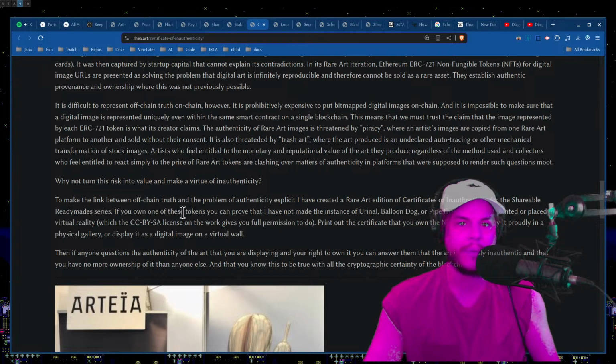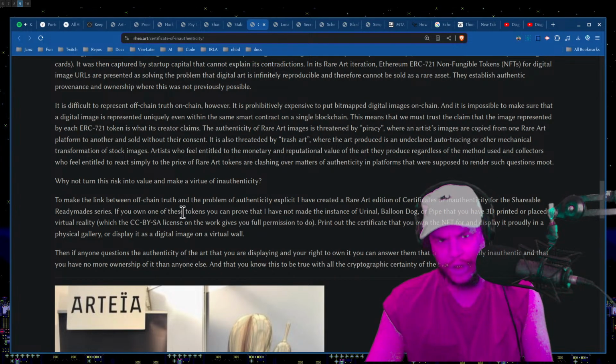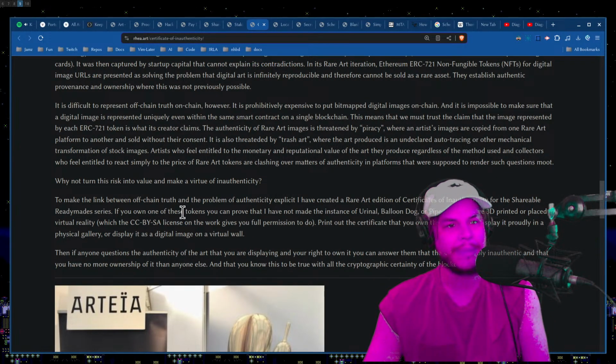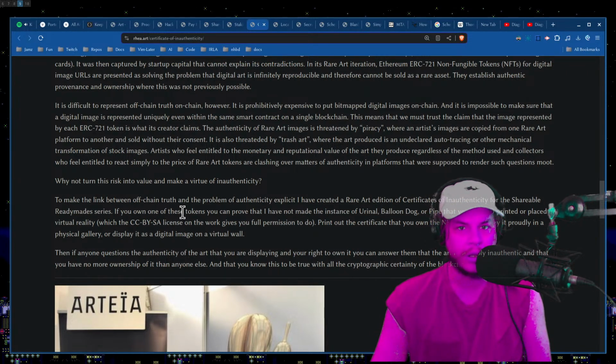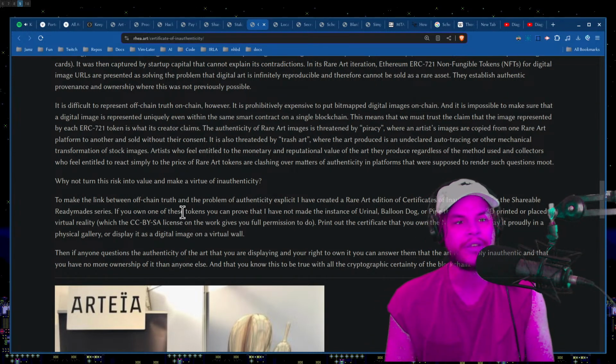It is difficult to represent an off-chain truth on-chain. However, it is prohibitively expensive to put bitmap digital images on-chain. It's impossible to make sure that a digital image is represented uniquely, even within the same smart contract on a single blockchain. This means that we must trust the chain that the image represented by each ERC-721 token is what it claims to be. The authenticity of rare art images is threatened by piracy, where an artist's images are copied from one rare art platform to another and sold without their consent.